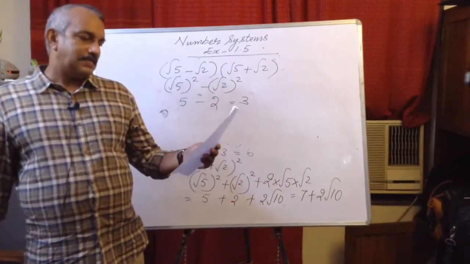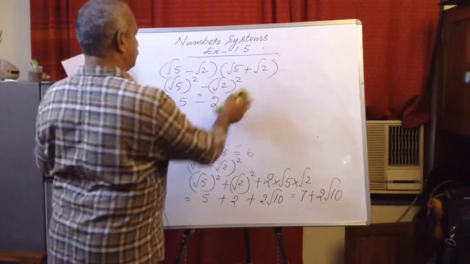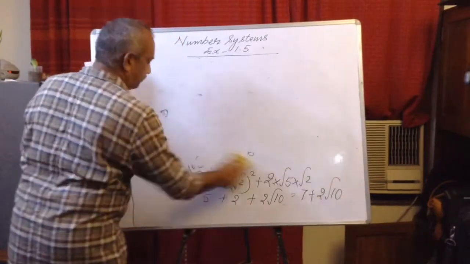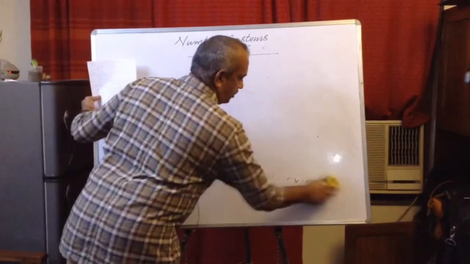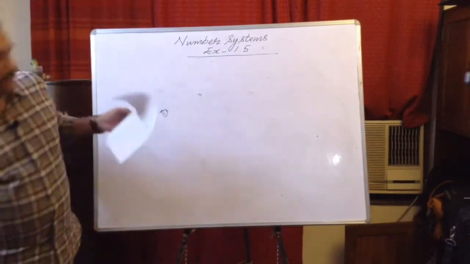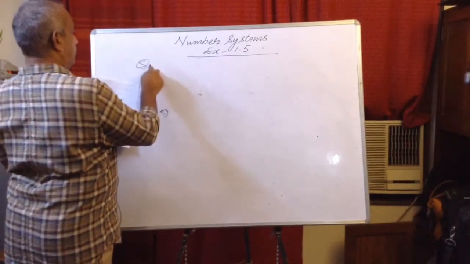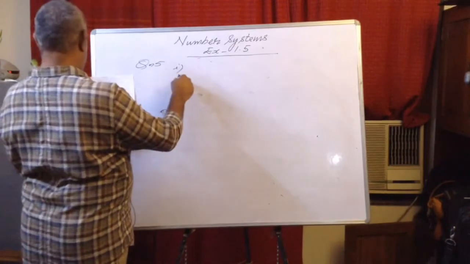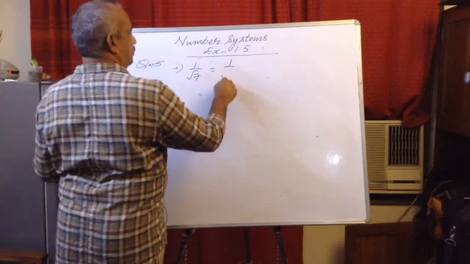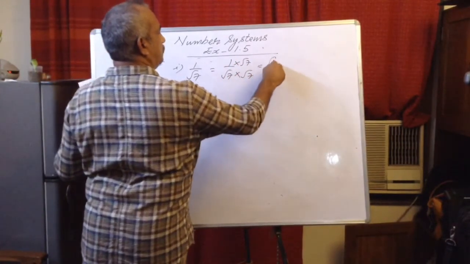Then rationalize the denominator of the following. Last question of this exercise. Rationalize the denominator of the following. First one, question number 5: 1 upon root 7 is equal to 1 upon root 7 into root 7 upon root 7, which is equal to root 7 upon 7.